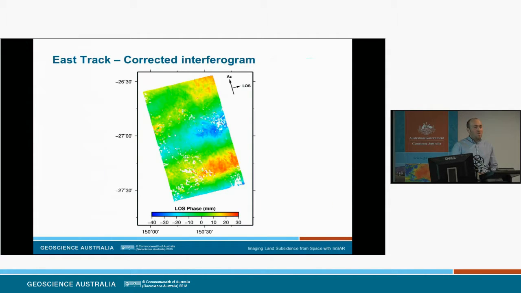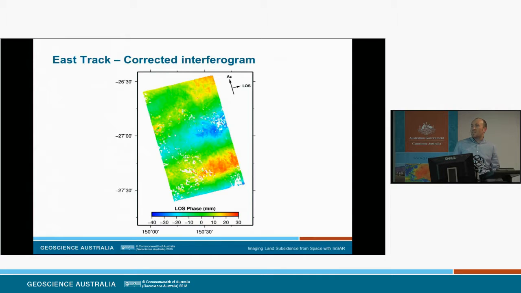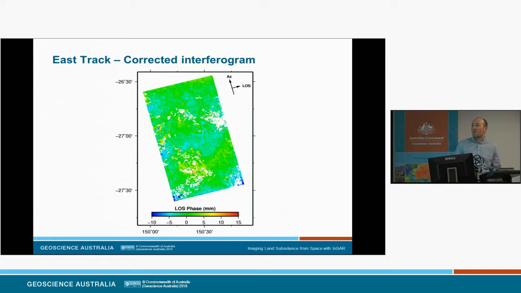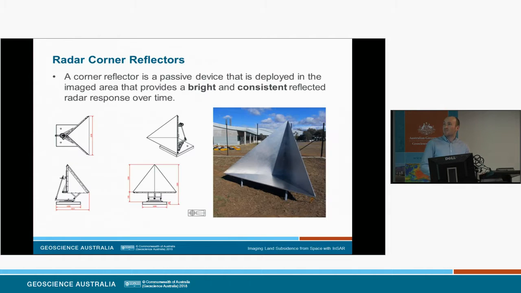So once we've dealt with all these noise signals in the data, what was looking like this ends up looking like this. And we've reduced the range of the phase that we see in the interferogram from what was 7 centimeters in this interferogram to only about 25 centimeters. Nevertheless, we do still need to validate the signals that we're seeing if we're going to interpret them as deformation. So I'll move on now to talk about radar corner reflectors, which we use for that validation.